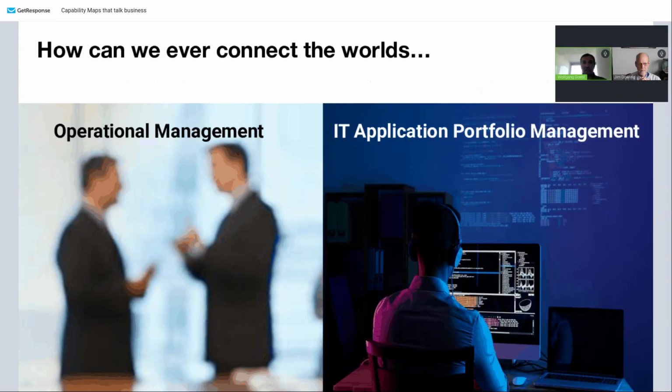So the question for today is, how can we ever connect the world? So we have the big men and women in top and medium and senior management, and they manage the operations each and every day. And they also think in the future. So they design the enterprise each and every day with some big decisions. And maybe on the lowest floor, maybe in the basement, you have the IT department, and they try to do IT application portfolio management. We must be honest enough, that's what we use capabilities for.